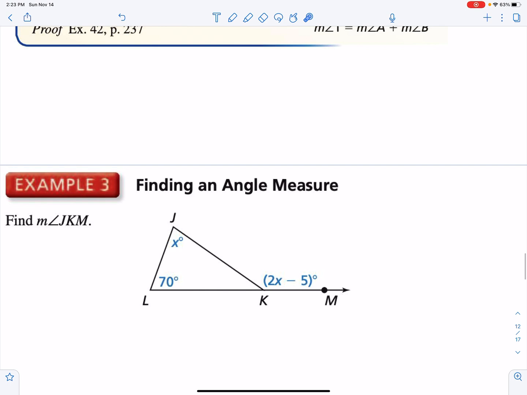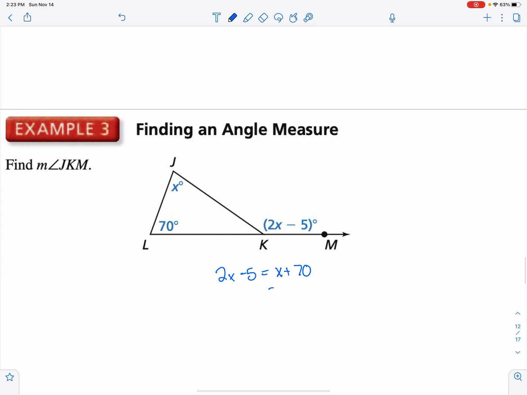So again, when we go to set up this example off of that theorem we just learned, we know that that exterior angle, 2x minus 5, should be equal to the sum of the two non-adjacent interior angles. So the adjacent one is angle K. I should be able to add up the other two and find the value of x. So if I subtract my x over and I add my 5 over, and I kind of did that all in one step, I get that the measure of angle x is 75 degrees.